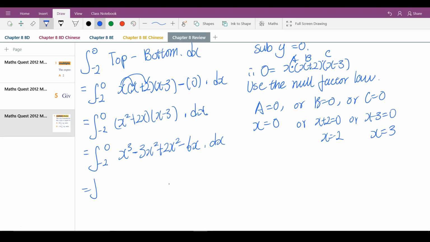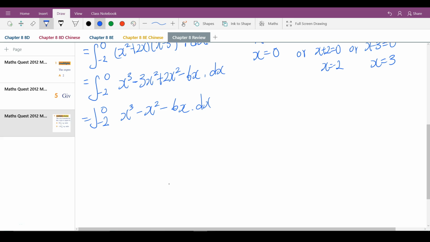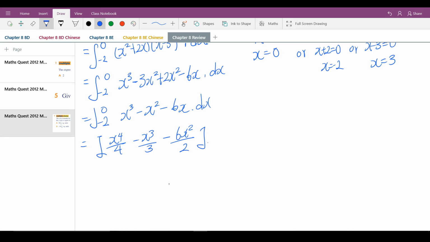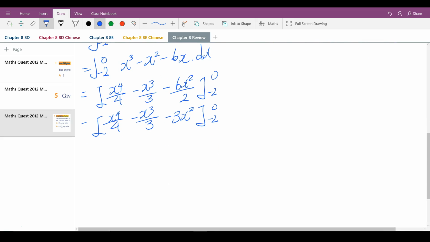Integrate with respect to x. Tidy it up a bit more. So that gives us x cubed minus x squared minus 6x. Now we can integrate. So x cubed becomes x to the power of 4 over 4, minus x to the power of 3 over 3, minus 6x squared over 2, from negative 2 to 0. That would just mean minus 3x squared, because the 6 and 2 cancel.